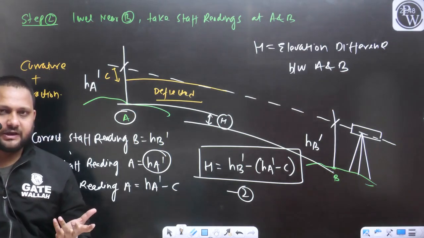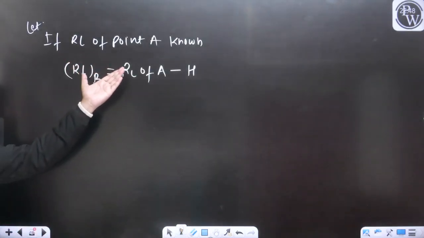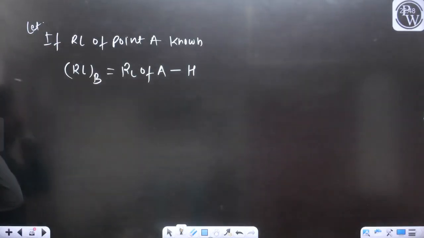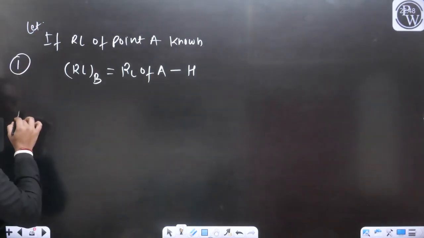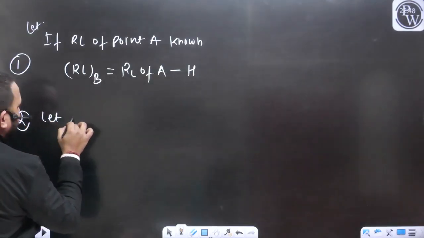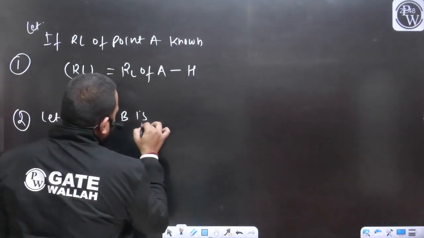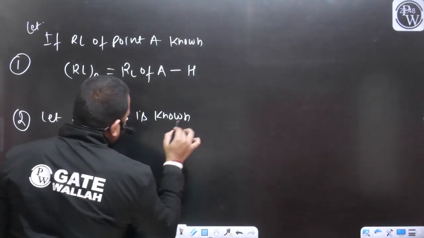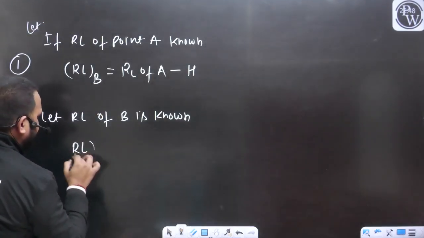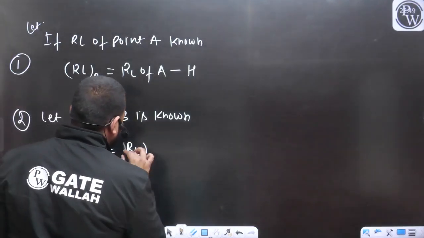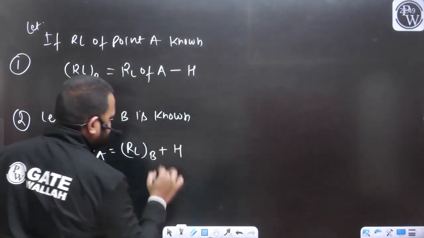You have to find it for A. Here it is clearly written that the RL of A is known. Then you are finding the RL of the point. Why are you finding the RL of the point A? That we will also discuss, don't worry. Let's say, if the RL of the point B is known to you, now what will be the RL of point A? So you can write that it will be equal to RL of point B plus H.